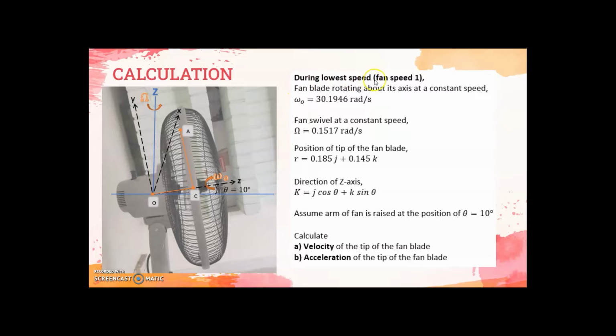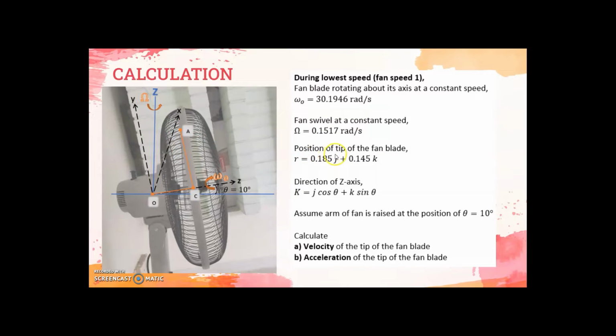During the lower speed of the fan, which is fan speed 1, the speed of the fan blade rotating about its axis, omega naught, equals 30.1946 radian per second, which is at the z-axis here. And the fan swivels at a constant speed, which is represented by capital omega equals 0.1517 radian per second, which is at the capital Z-axis here.